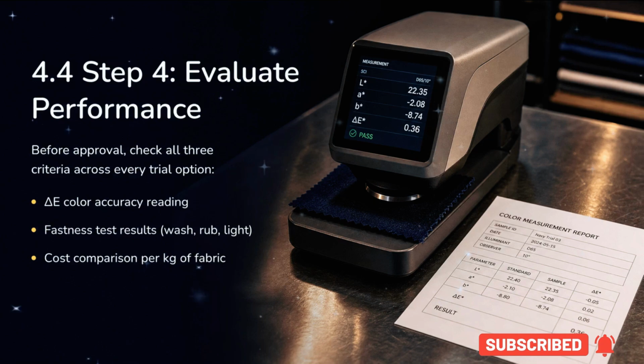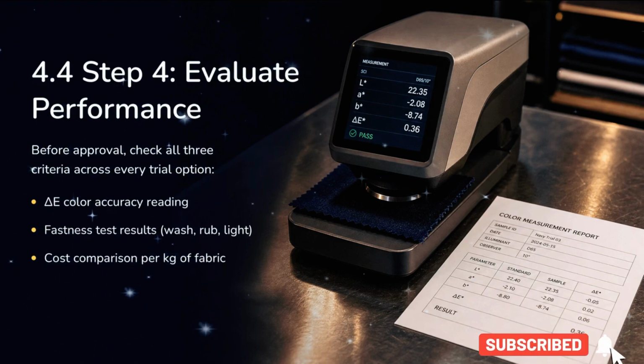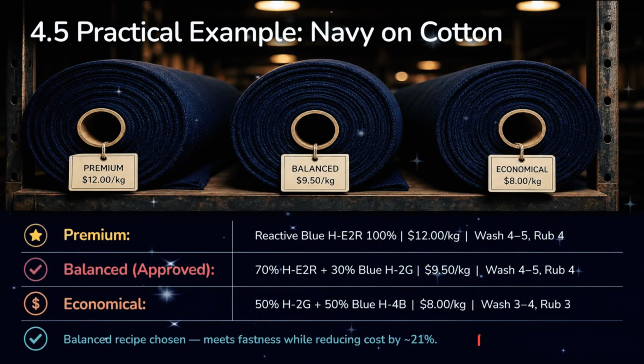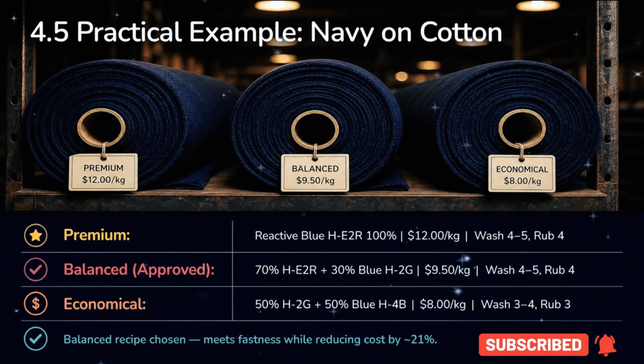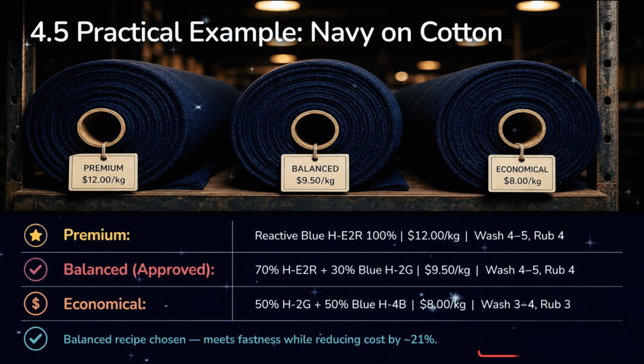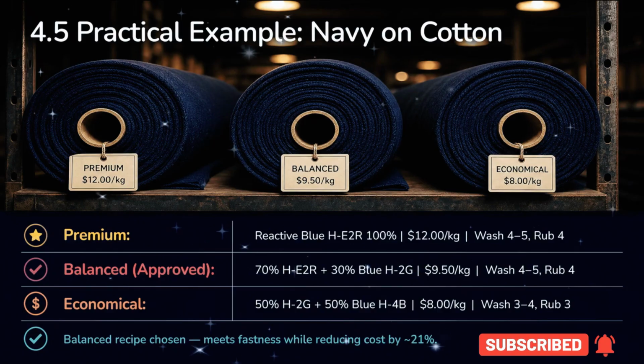Before approval, check the color accuracy using the Delta E reading. Review fastness test results and compare the cost per kilogram of fabric for all trial options. In this practical example of navy on cotton, we compare 3 options. The balanced recipe was approved, meeting the required fastness while reducing cost by about 21% compared to the premium option.